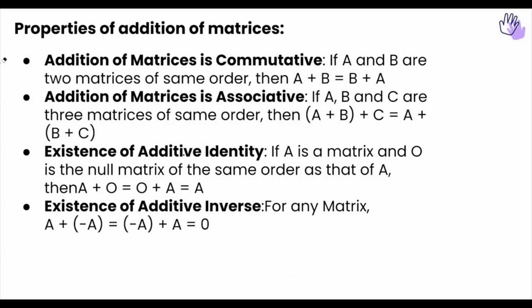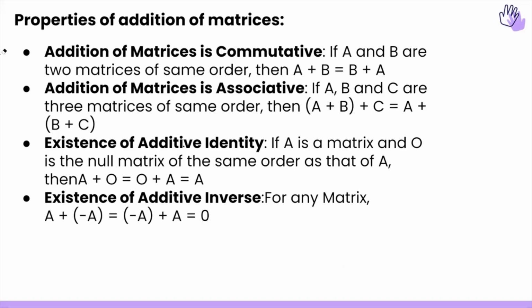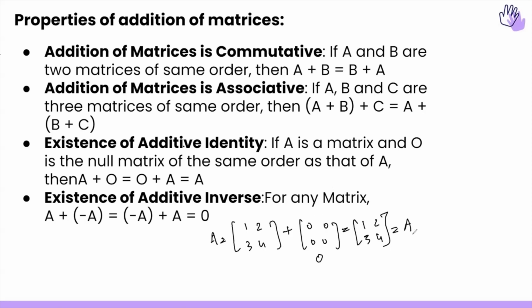Existence of additive identity. If A is a matrix and O is a null matrix of the same order as that of A, then A plus O will be equal to O plus A, equal to A, right? If I take a matrix like 1, 2, 3, 4, plus 0, 0, 0, 0, it will be equal to 1, 2, 3, 4. So the additive identity is basically that matrix which, if you add it to the original matrix, let us assume this is A, you will get the same matrix. So A plus O is giving me the same matrix A, therefore this is the additive identity.